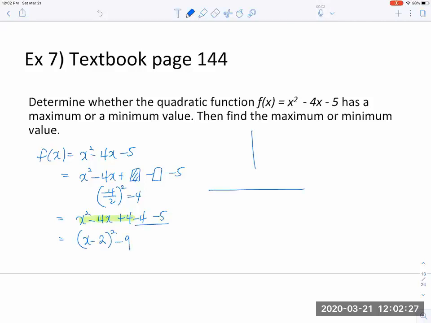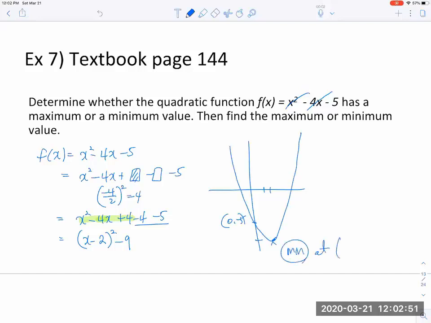So if you graph it, the vertex is 2 comma... the y-intercept is going to be negative 5. Sorry, my mistake. The vertex is going to be 2 comma negative 9. So here, and you're passing through (0, negative 5). So it is going to be like this. It has a minimum point at (2, negative 9).